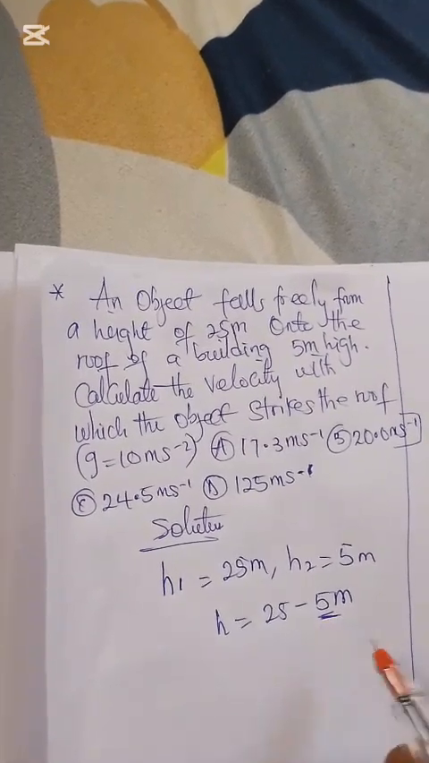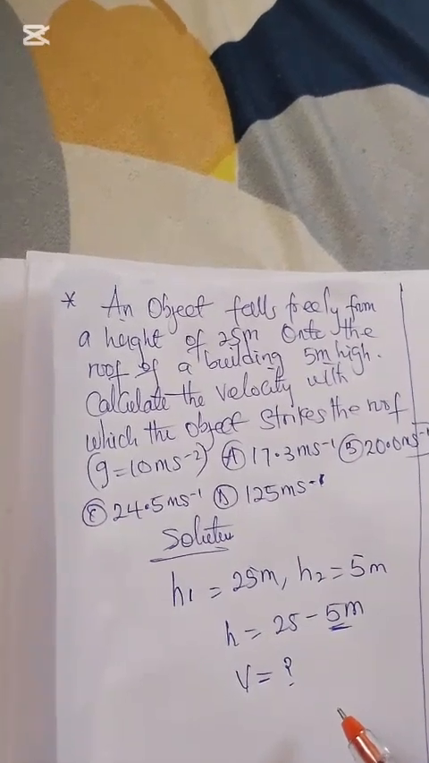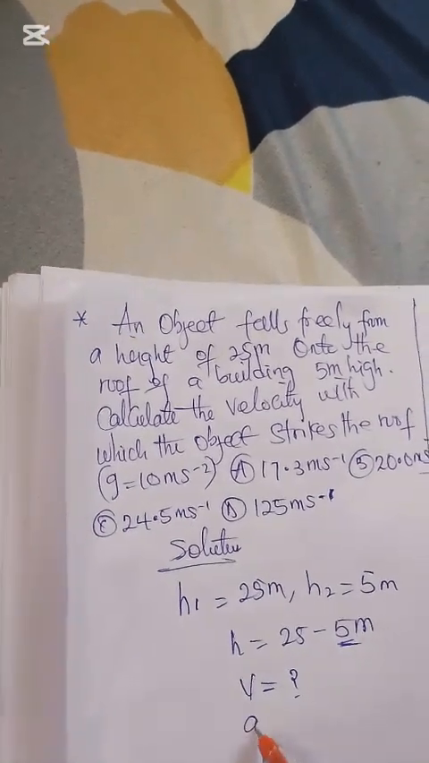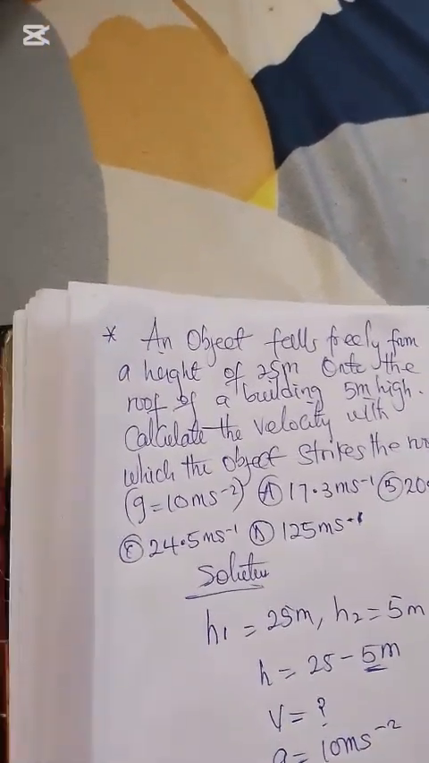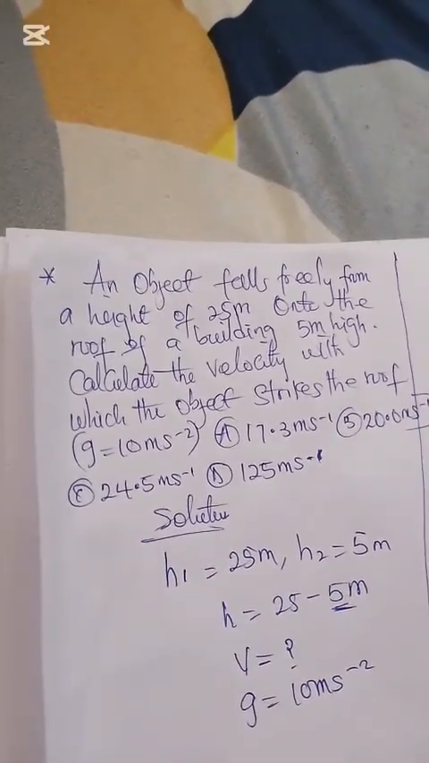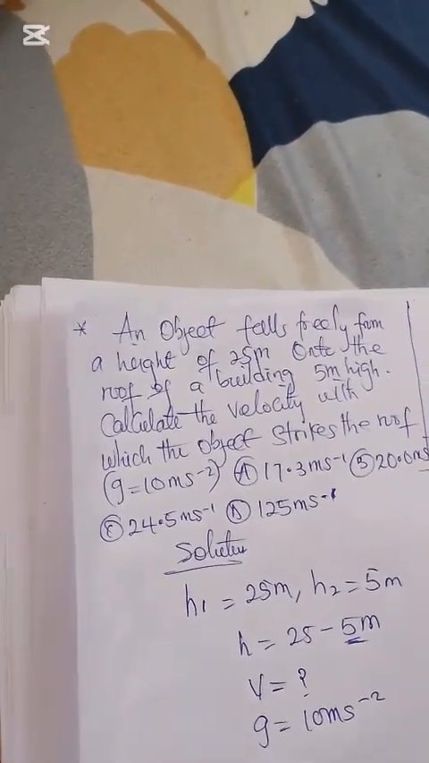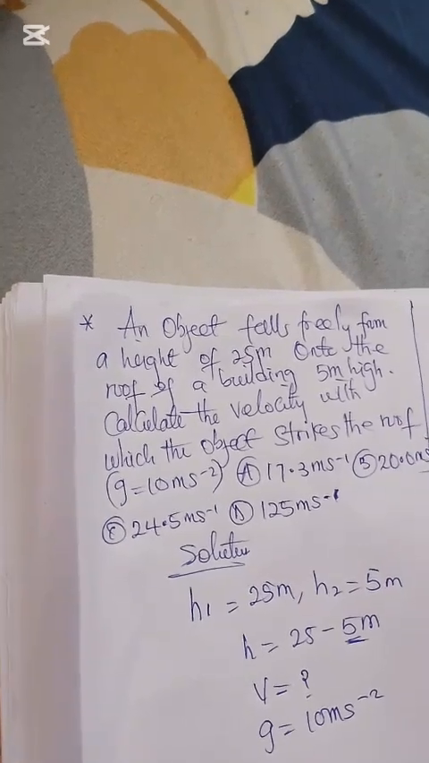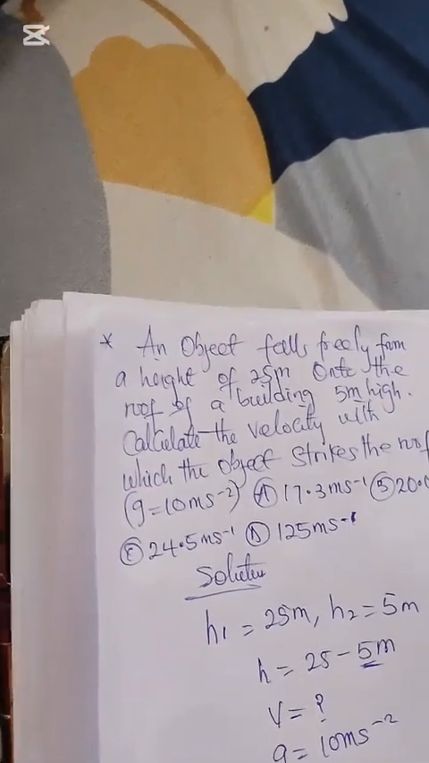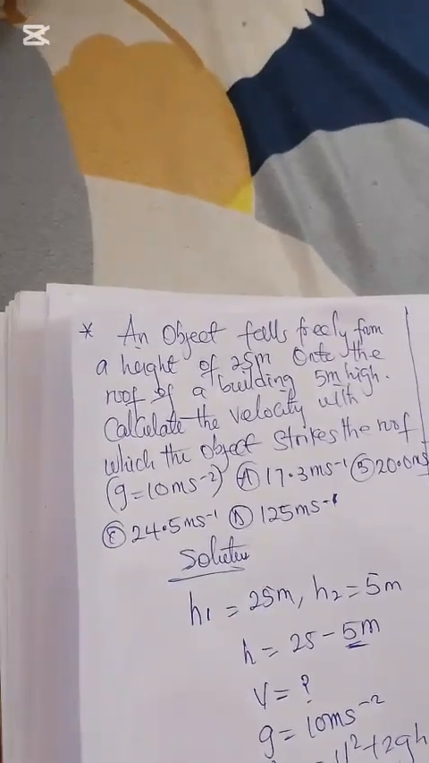They say calculate the velocity, the final velocity, with which the ball strikes the roof. Then we have g as 10 meter per second square. So what else do we have in the equation? We have the height. Which equation of motion can do this for us? We can use v square equal to u square plus 2gh. That is the equation to be used.